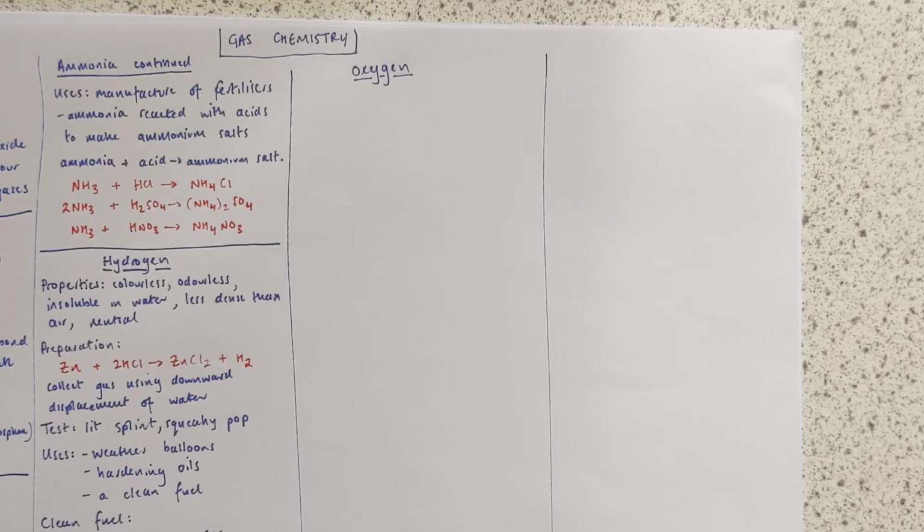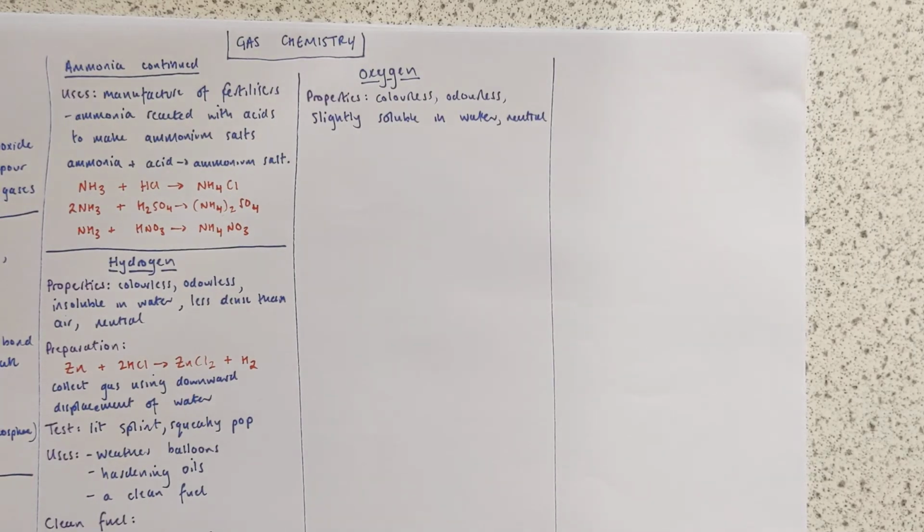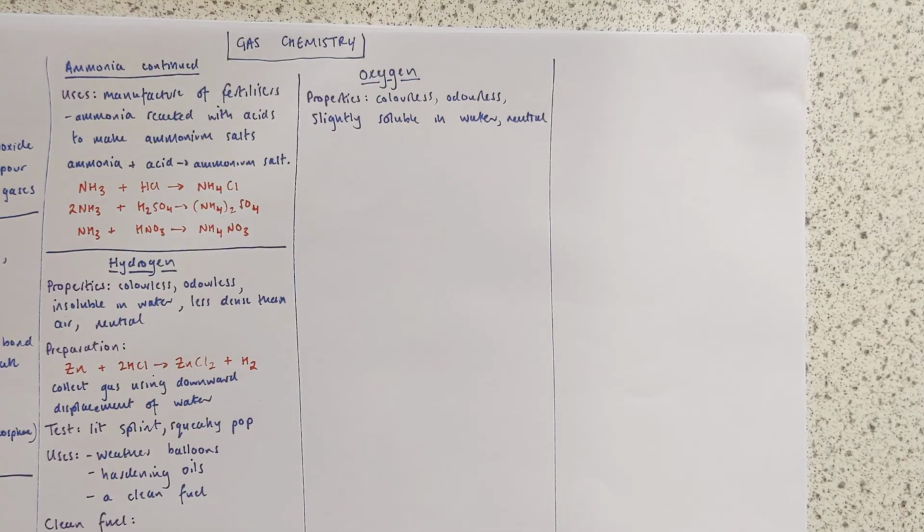The next gas we look at is oxygen gas. Like the other gases, we need to know some physical properties for oxygen. Once more, it is colourless and odourless. It is actually slightly soluble in water, that's how fish are able to get oxygen from the sea that they're swimming in. And it's also a neutral gas because it's not acidic or alkaline.